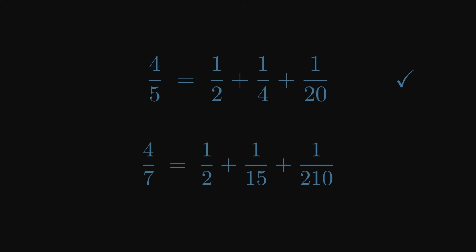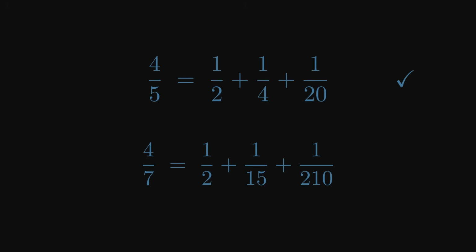4 over 7. We claim 4/7 equals 1/2 plus 1 over 14 plus 1 over 14. Let's check. 1/2 is 7 over 14, plus 1 over 14 plus 1 over 14. Total 9 over 14. Not equal to 4/7, so that decomposition is wrong.